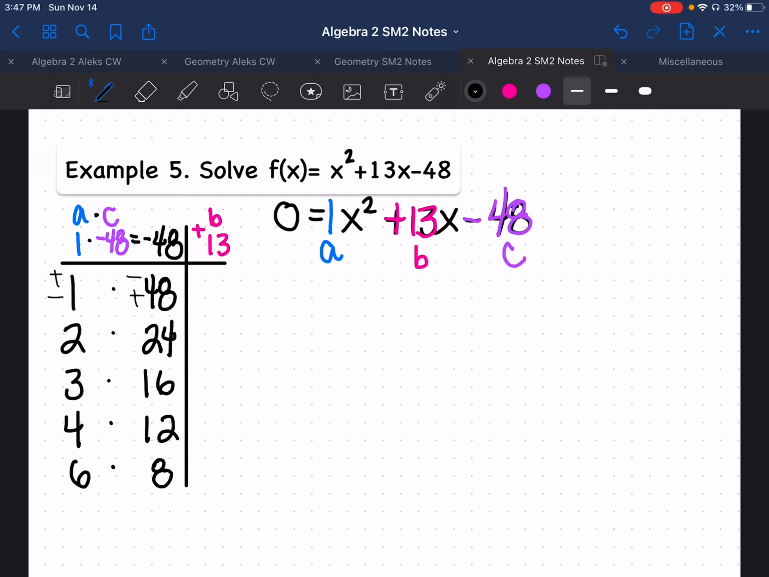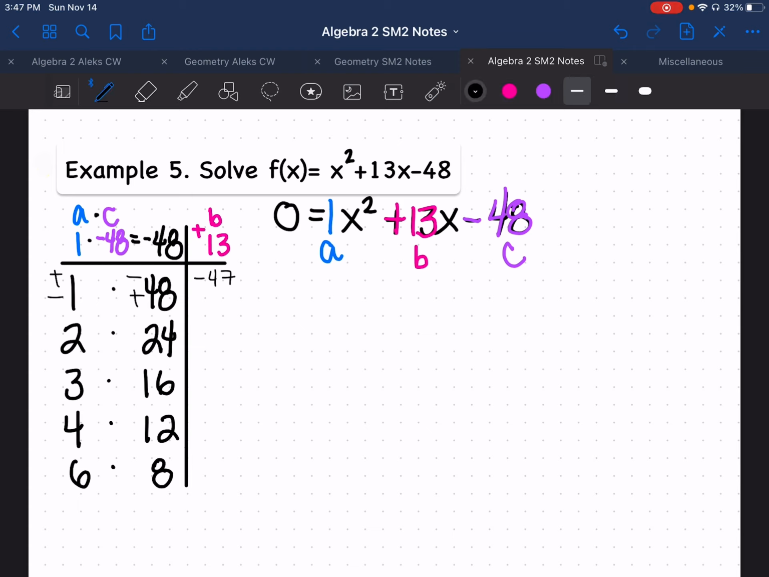I'm not going to crisscross. I'm not going to do positive and positive because remember, positive times positive is positive. I can't do negative times negative because once again, negative times negative is positive. And so I must simply keep them straight across. So I'm going to do positive 1 plus negative 48. Well, that's negative 47.